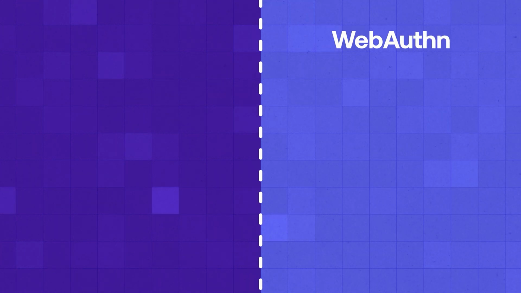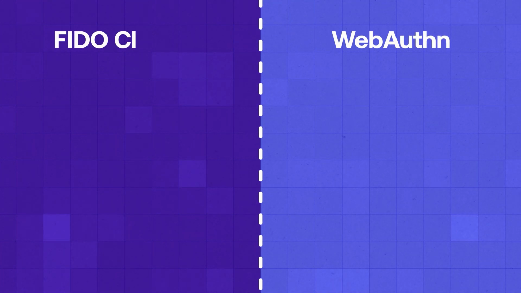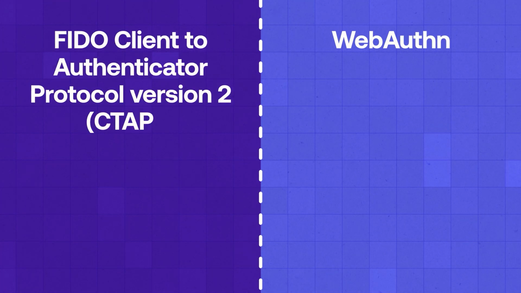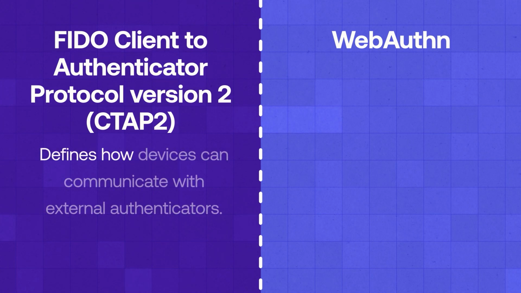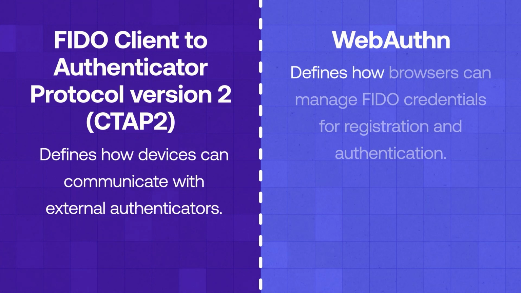So passkeys rely on FIDO2 authentication, which is composed of two standards: the WebAuthn specification and the Client-to-Authenticator Protocol, or CTAP2. While CTAP2 defines how devices can communicate with external authenticators, WebAuthn defines how browsers can manage FIDO credentials for registration and authentication. WebAuthn defines a JavaScript API that allows a browser to request the creation of a new passkey and also to get proof of possession of the private key.